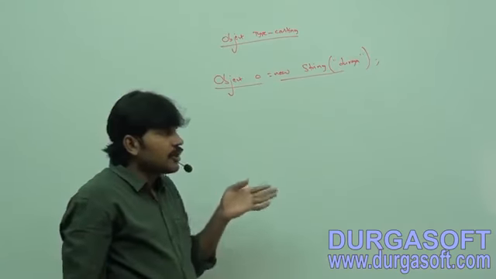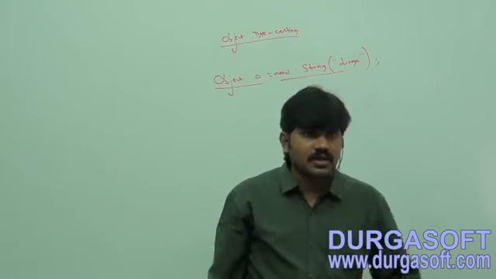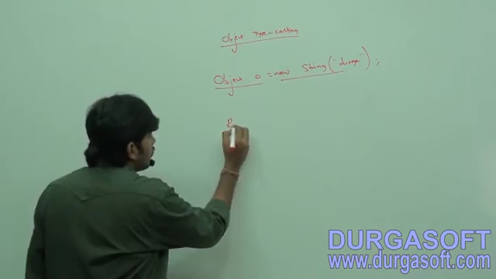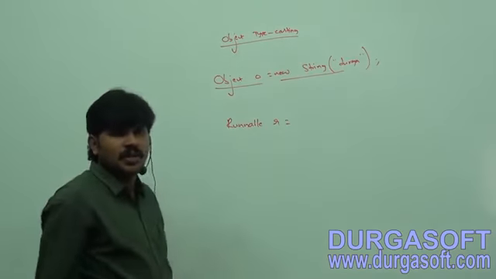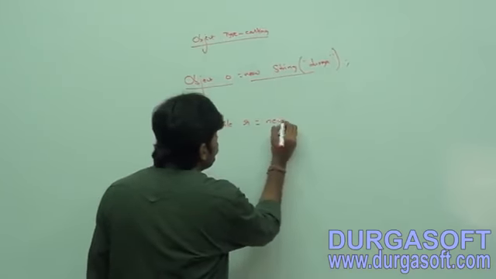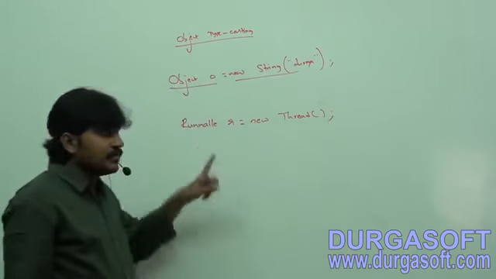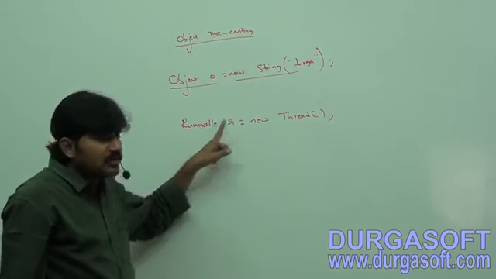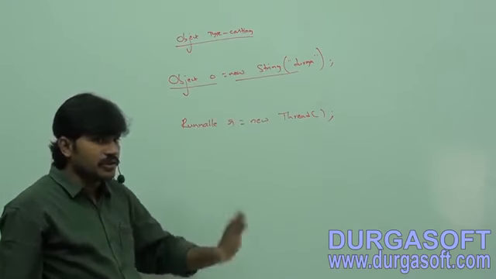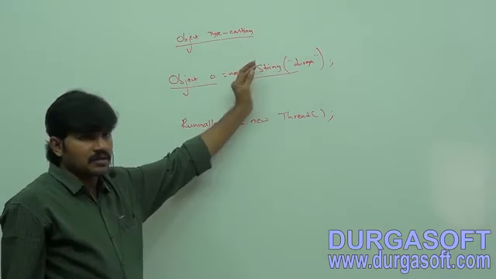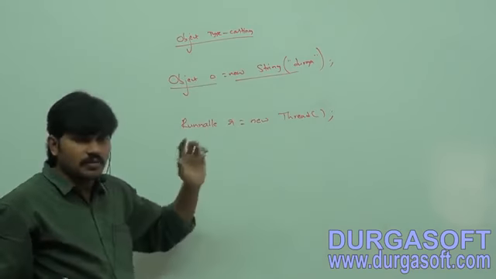Next, interface reference can be used to hold implemented class object, correct or not? Best example: Runnable r = new Thread(). Runnable is an interface, Thread is its implemented class. Are you getting? These points you should also be aware of: is parent reference allowed or not, is interface reference allowed or not. You should be aware, and then we will talk about typecasting, right?